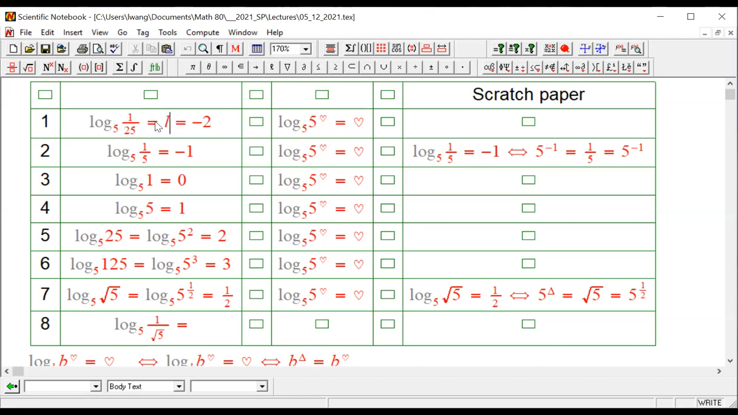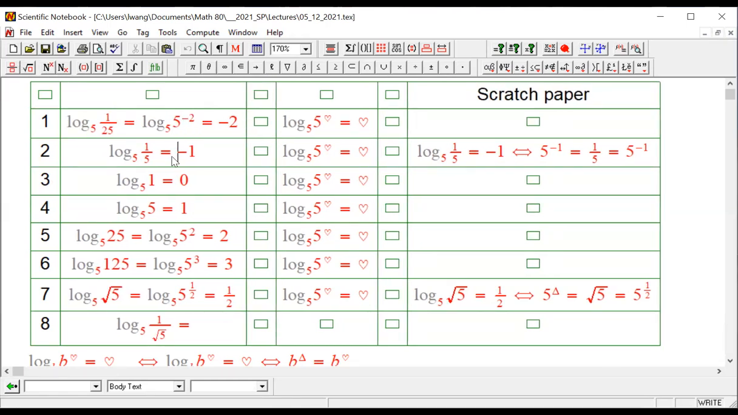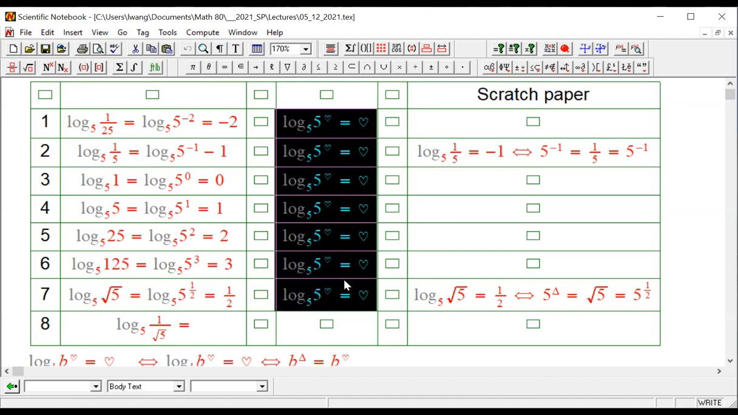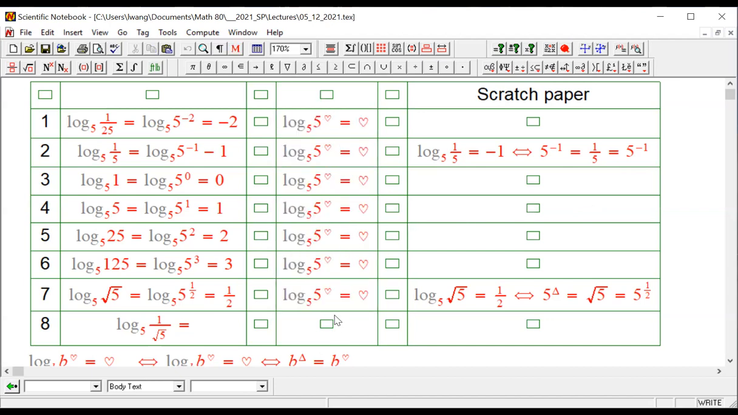For example, here you can write it as log base 5 of 5 to the power negative 2, and this is the log base 5 of 5 to the power negative 1, and this is the log base 5 of 5 to the power 0, and this is the log base 5 of 5 to the power of 1. Do you guys see this is a shortcut? And of course you can always go to the definition.